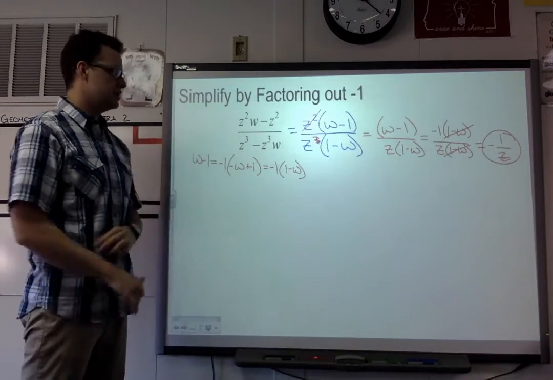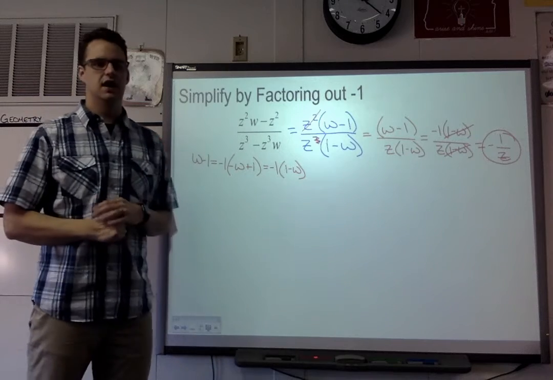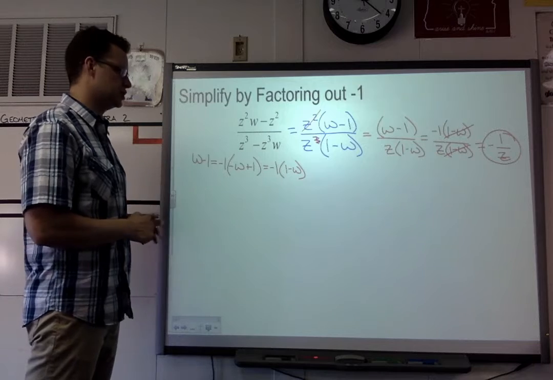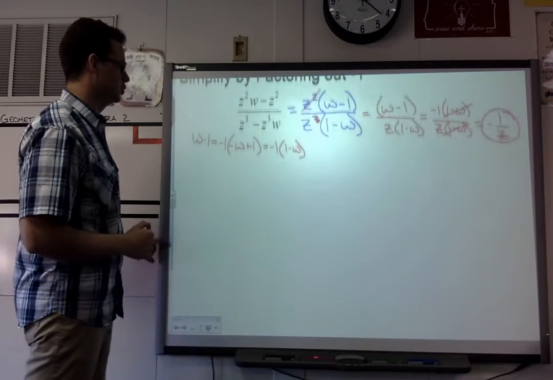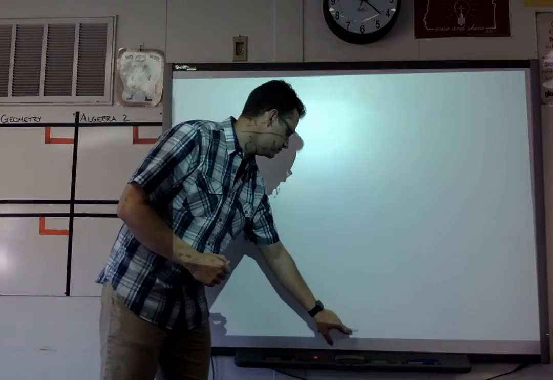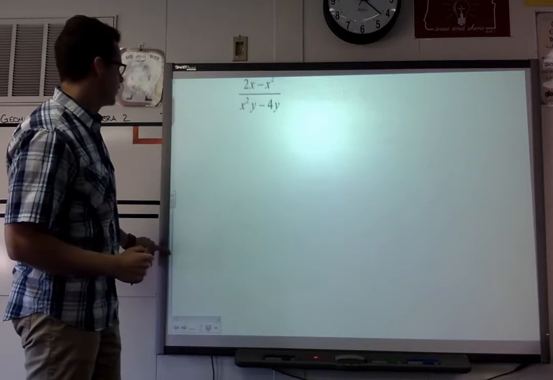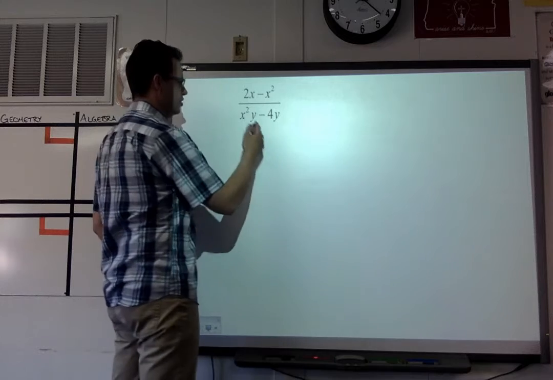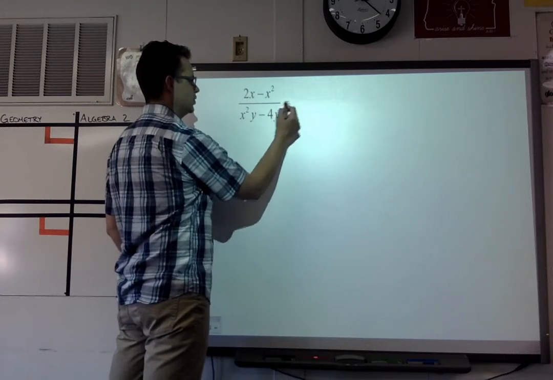Again, I'm not going to worry about finding what makes it undefined right now. If your instructions tell you to do that, make sure you do it though. Let's do one more of those. 2x minus x squared over x squared y minus 4y.